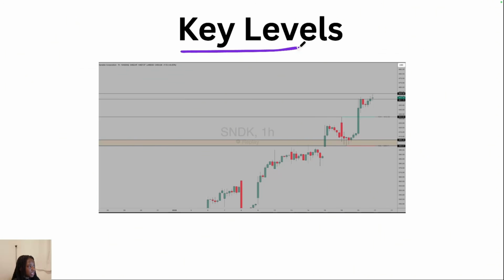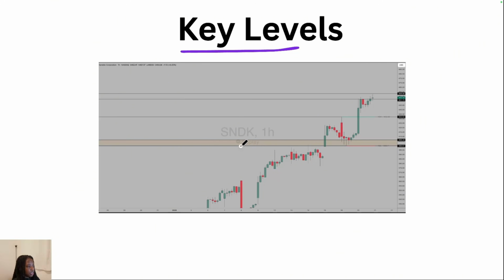Now, when it comes to key levels, I personally have a secret way that I draw them for it to be so accurate. But in this video, I'm just going to go over it really quickly because for me to explain how to draw key levels, it would be a longer video. And I just want this video to be straight to the point so that you can understand and implement it in your own trading so you see good results.